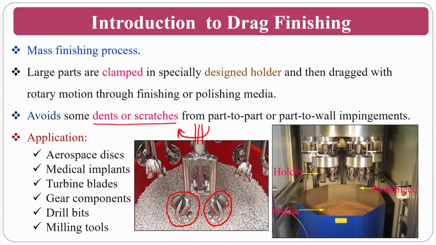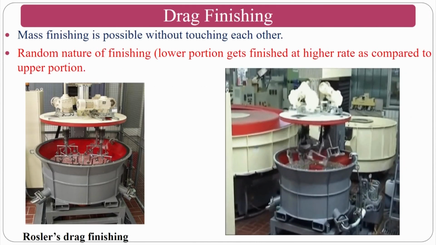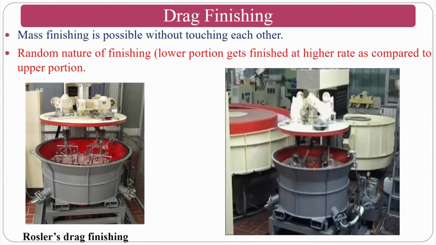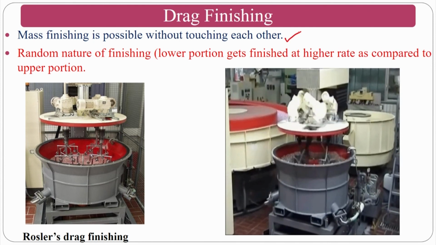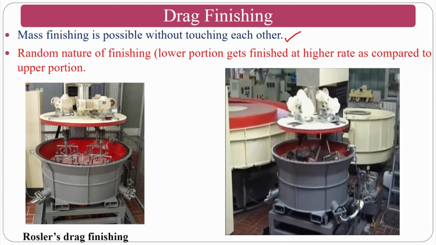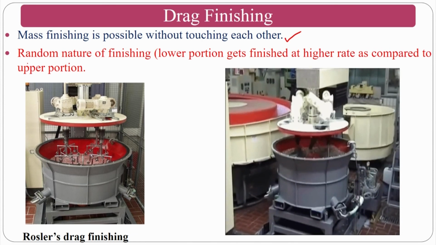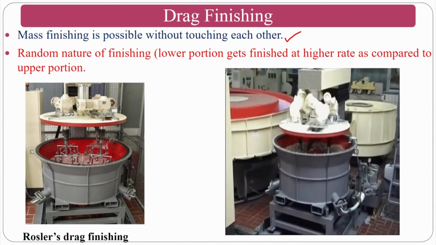So applications, normally medical implants you can do, then aerospace, turbine blades, gear components, drill bits, many things you can go for with this particular operation. This is a mass finishing operation without touching each other. That is good. That is what we have seen in the previous slide also. Random nature of finishing is taking place, because these abrasive particles are randomly oriented.